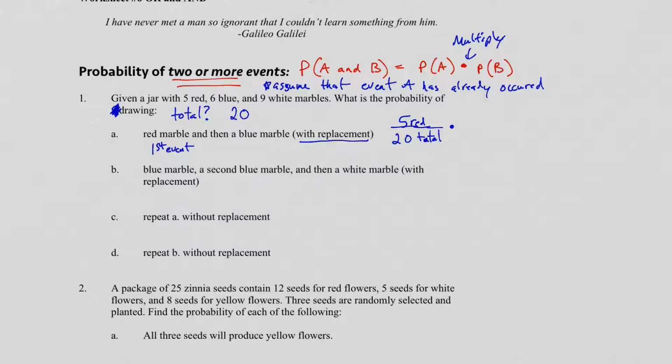The second grab is a blue marble, but we put the red marble back, so we still have 20 total. And how many blue marbles? 6. Okay. Now, guys, there's going to be a couple ways to do this, all right? The typical way without a calculator is you multiply straight across the top. That's the normal way to do it.